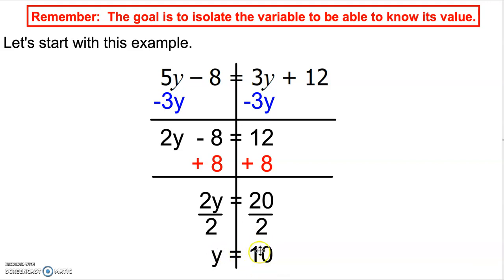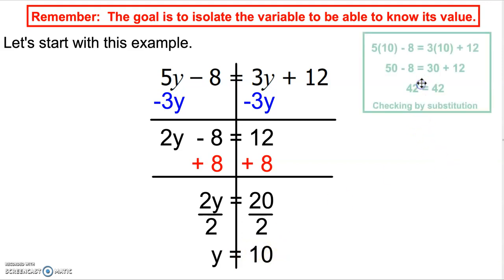So to check our answer and make sure that this value is really the value of y, we're going to check by substitution. The value of 10, when we plug it in, should make the equation true. So 5 times 10 minus 8 equals 3 times 10 plus 12. And when we work out both sides of that equation, we end up with 42 equal to 42, which is a true statement. So therefore, our answer is correct. Y is equal to 10.